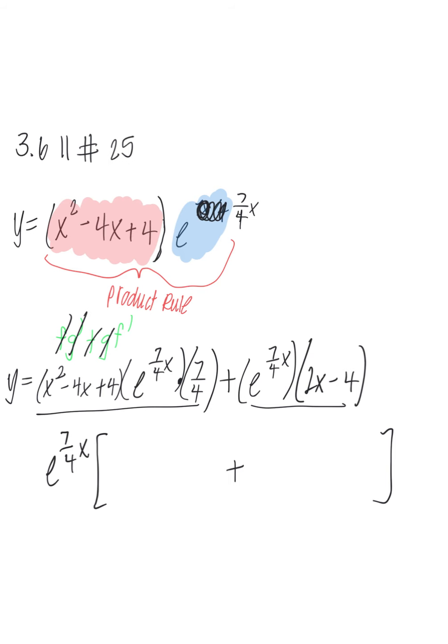You know what I think I'm going to do? I think I'm going to go ahead and distribute 7 over 4 to the x squared and the 4x and the 4 as I write it down. Okay? So that would be 7 over 4 times x squared is 7 over 4 x squared. 7 over 4 times negative 4x is negative 7x. And 7 over 4 times 4 is 7. Okay, on this side, I took out the e to the 7 over 4 x, and I'm just left with 2x minus 4.